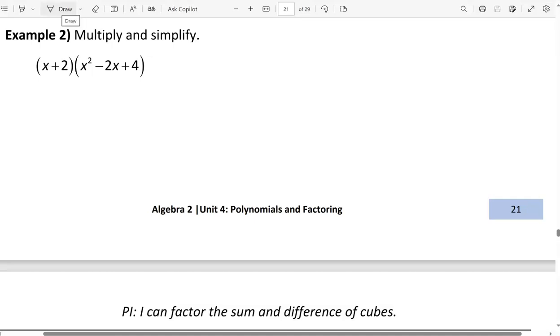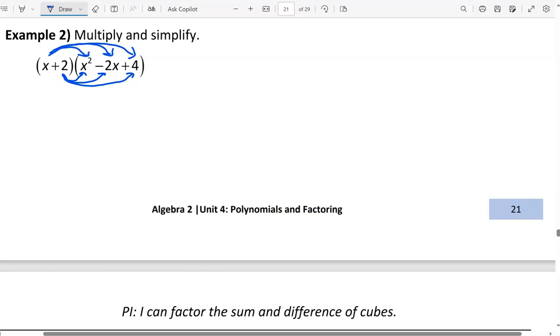Picking up where the video left off, we'll start with example 2, which actually asks us not to factor, but to do the opposite, which is to multiply. So when we multiply, we can do one of two things. You can use a variation on the FOIL method and distribute x to all three of the terms in the parentheses, and then distribute 2 to all three terms in the parentheses. Or you can use the box method.